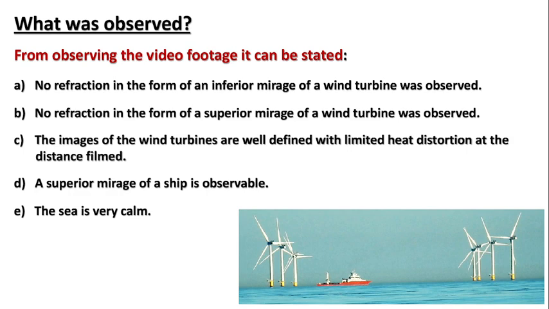What was observed? From observing the video footage, it can be stated: A. No refraction in the form of an inferior mirage of a wind turbine was observed. B. No refraction in the form of a superior mirage of a wind turbine was observed. C. The images of the wind turbines are well defined with limited heat distortion at the distance filmed. D. A superior mirage of a ship is observable. E. The sea is very calm.